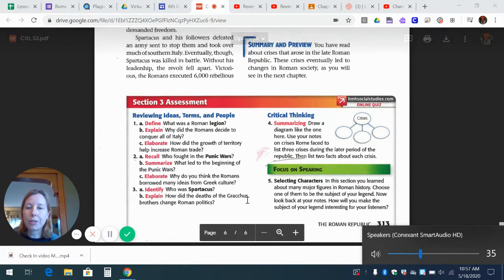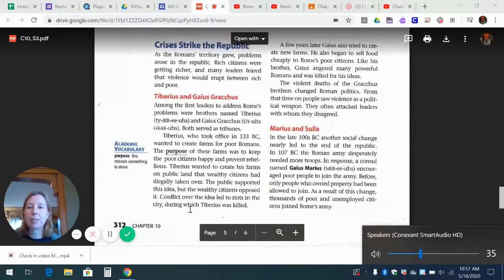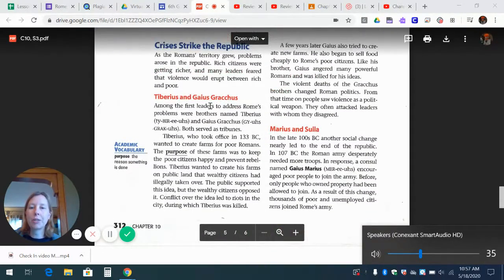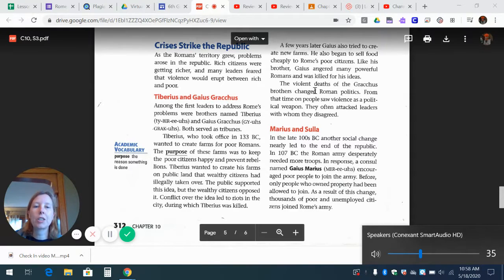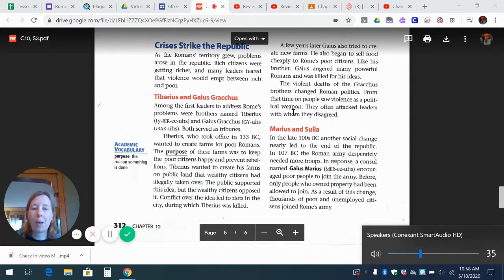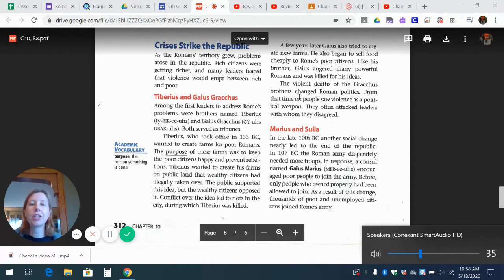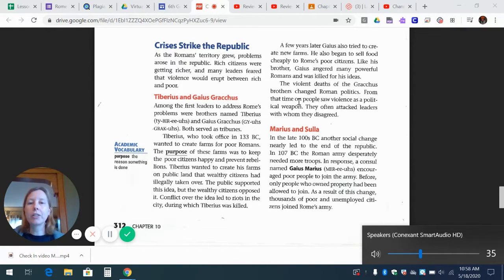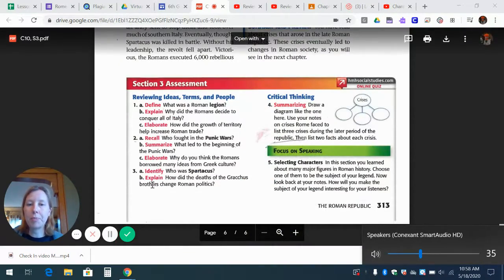3B, how did the deaths of the Gracchus brothers change Rome politics? I have to go back a little bit in the reading to where it says Tiberius and Gracchus. So what changed? It's in the last paragraph. The violent deaths of the Gracchus brothers changed Roman politics. From that time on, people saw violence as a political weapon. So how did the deaths of these two brothers change politics? It means that now violence was a political tool. So that is the answer to 3B.